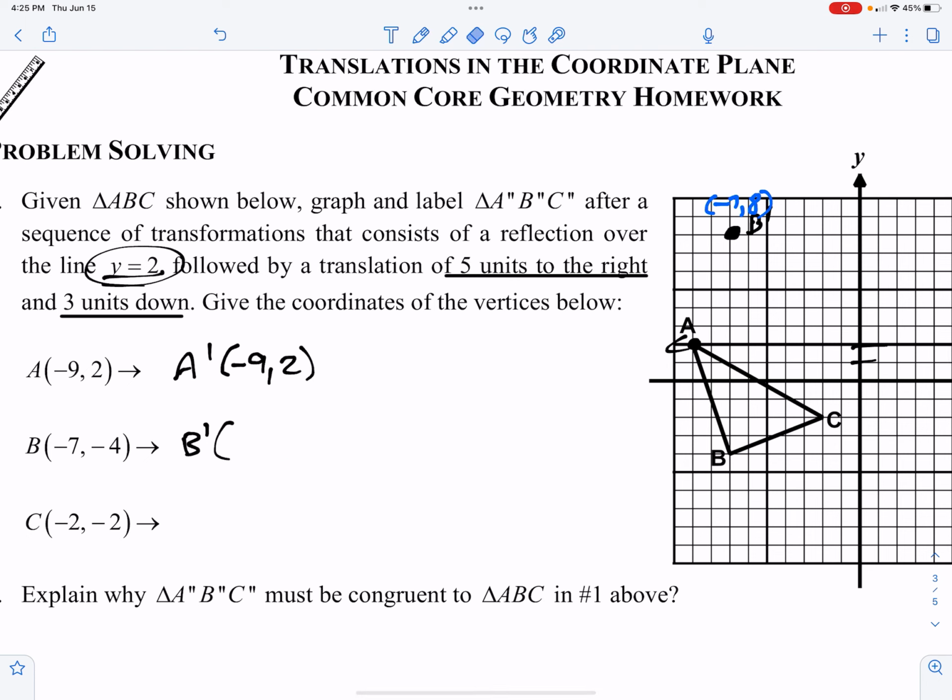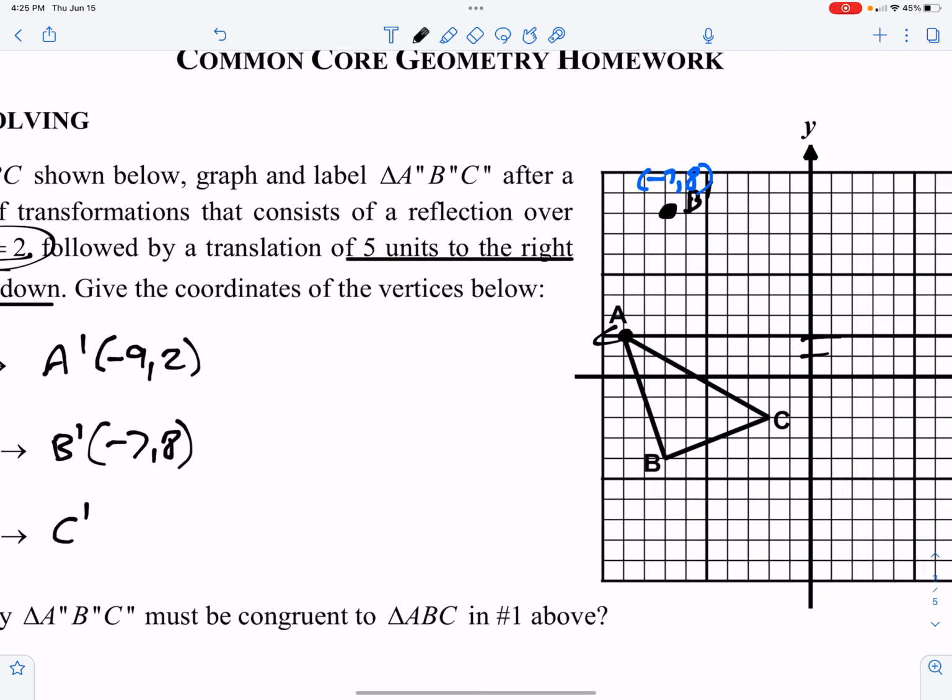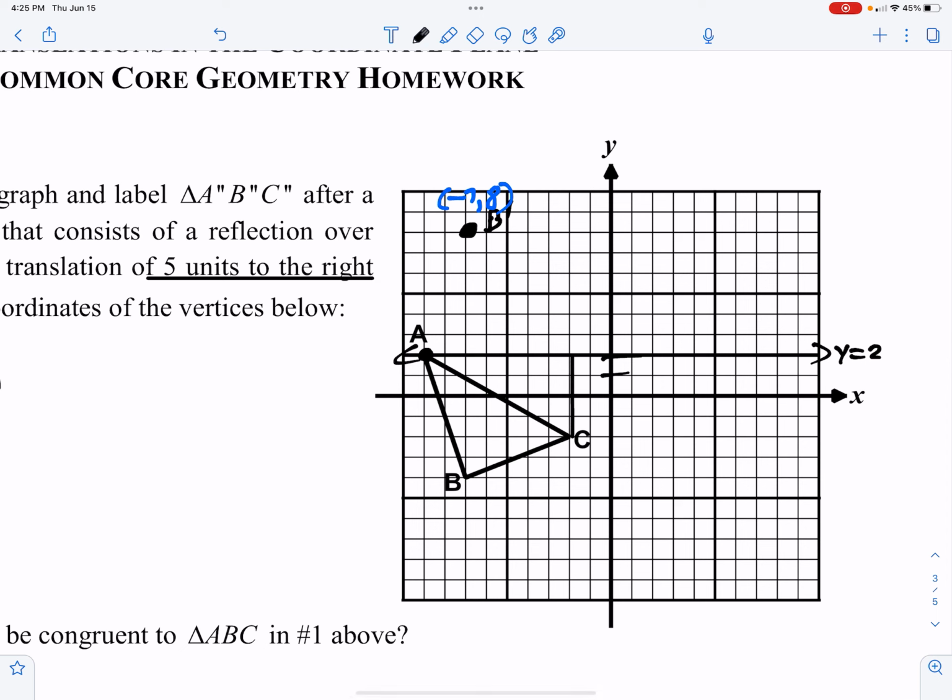Okay, and then C prime is going to take that point there, and that point is 4 units from the line of reflection. So we're going to move that 4 units above, right there. There's C prime. Okay, so here's our triangle, A prime, B prime, C prime.